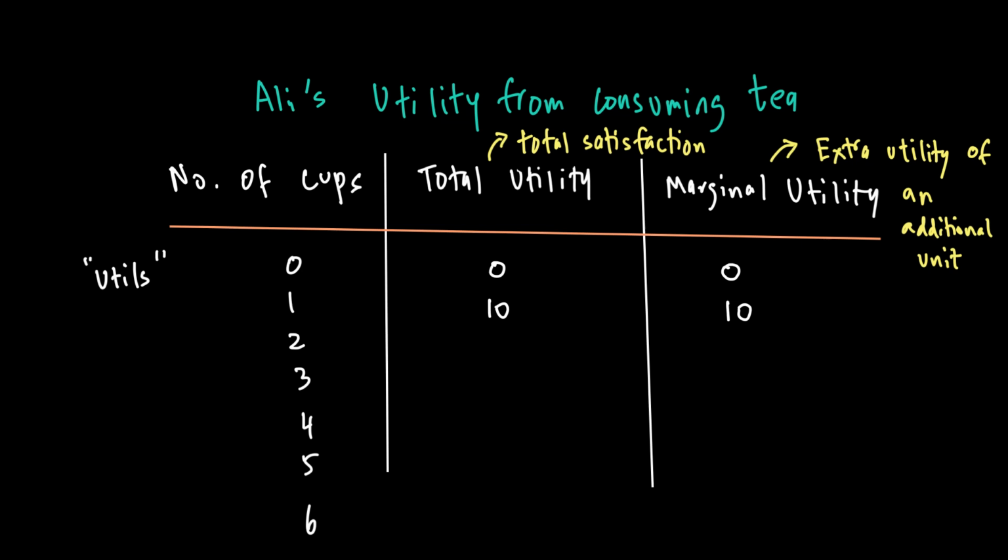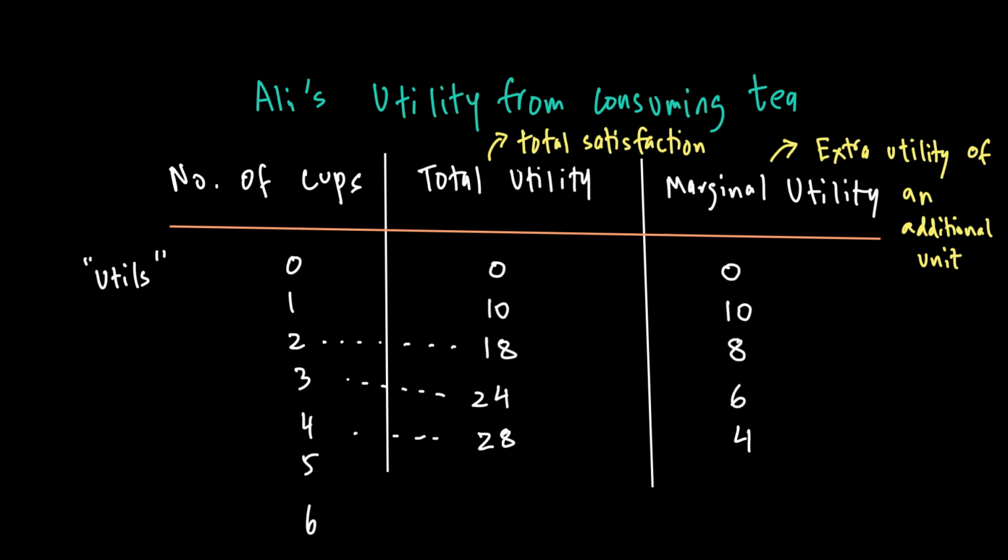But then comes the second cup. Let's say the second cup gives me a satisfaction of something like 8. That would mean my total will now be 18. So if somebody asks me, what is the total satisfaction that you get from, let's say, 2 cups of tea, I'll say 18 units of utility. Similarly, I can make this table, and let's say the third cup gives me, for example, 6. That will make my total become 24 for the third cup, while the fourth cup gives me 4. That will make my total become 28 for the fourth cup.